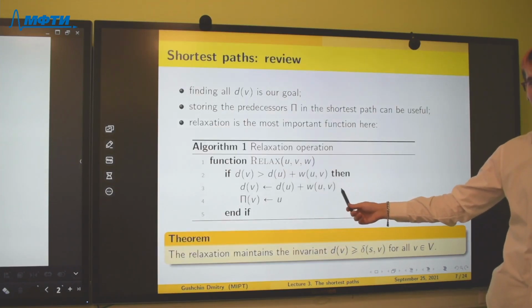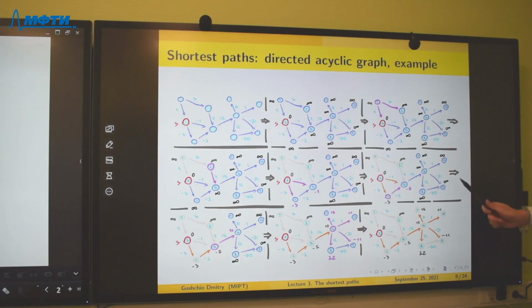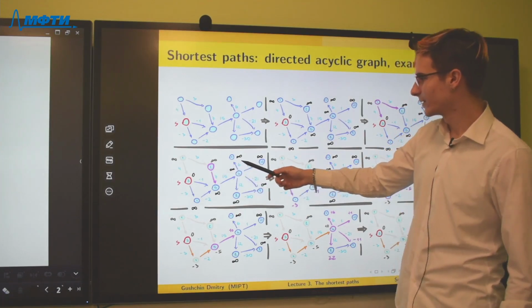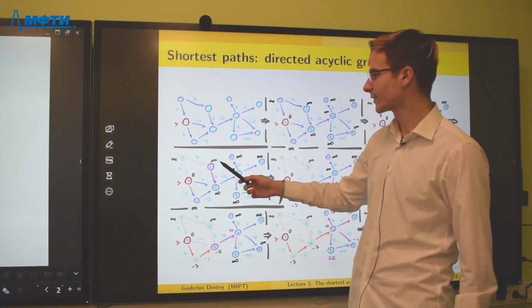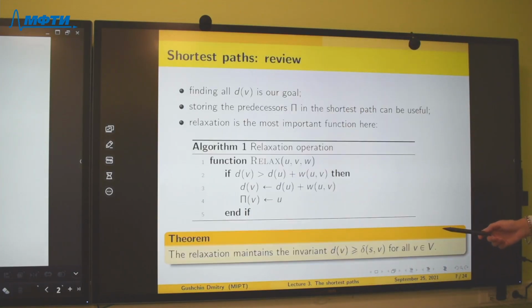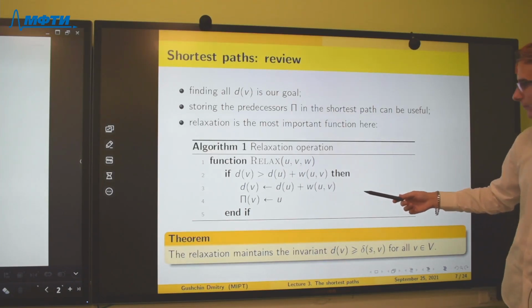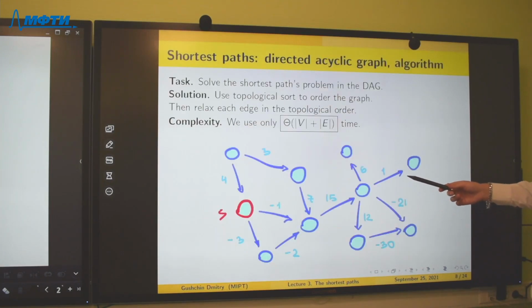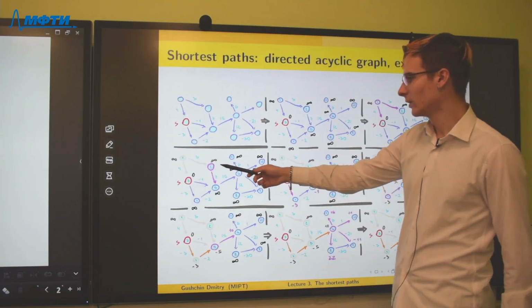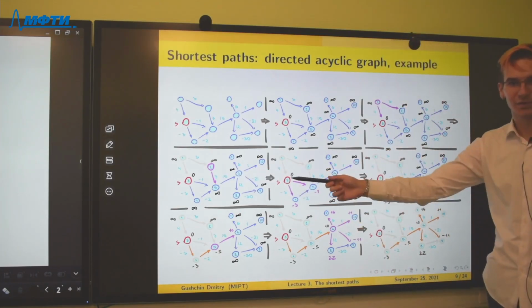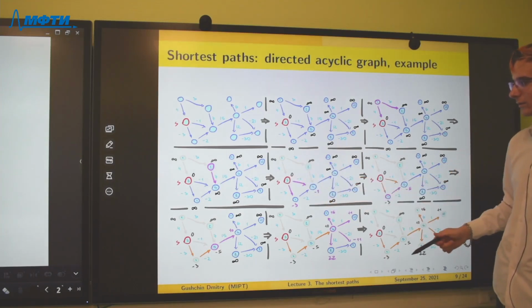Remember it. But for the first and second vertex, we see that the distances between the source and these vertices are equal to infinity. So the if condition will not be true. So it changes nothing, these two steps.